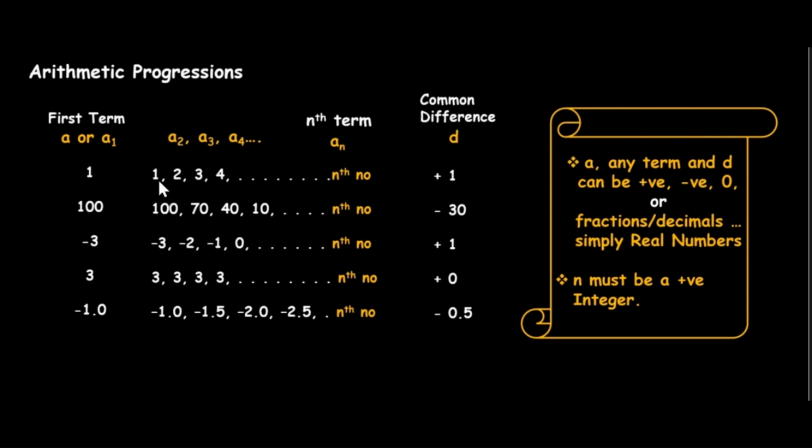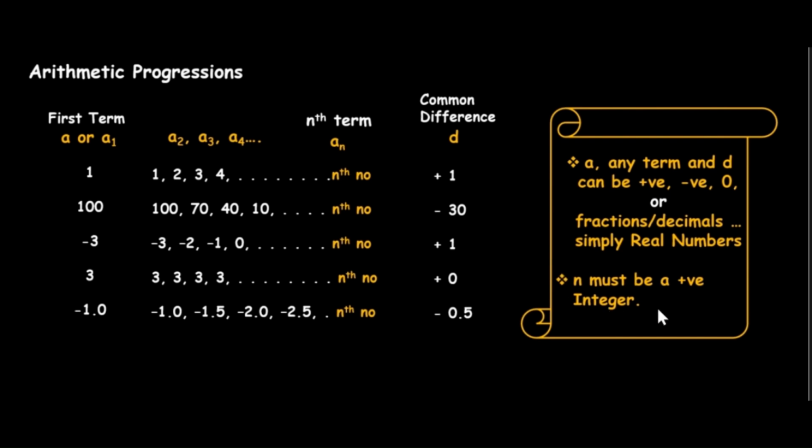So our count or the positions start from 1 in arithmetic progressions. There is no zeroth term. And obviously there is no negative 1th term or negative 2th term and so on. Because our positions or index starts from position 1 followed by position 2, 3, 4, and so on. So n has to be a positive integer. It cannot be 0, and it cannot be negative numbers as well.